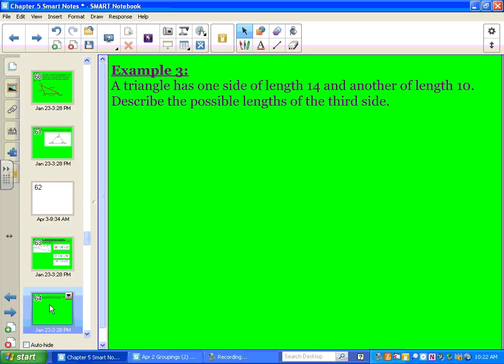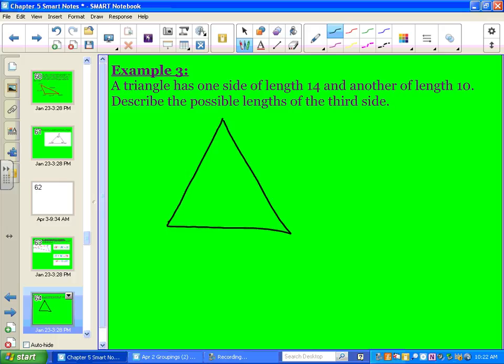Example 3. A triangle has one side of length 14 and another of length 10. Describe the possible lengths of the third side. So, we have a triangle here. One side is 14. One side is 10. The other side, we don't know what it is. We'll call that x. So we want to describe the possible lengths of the third side.